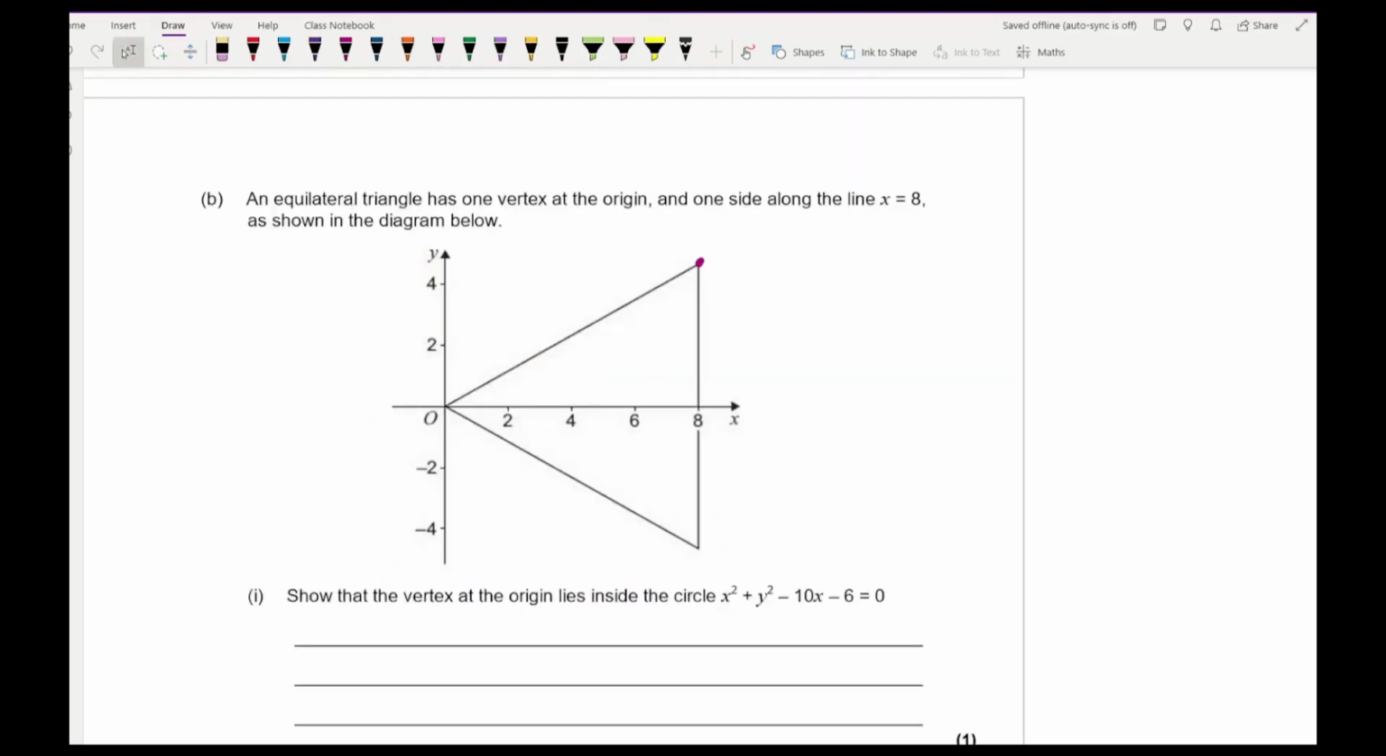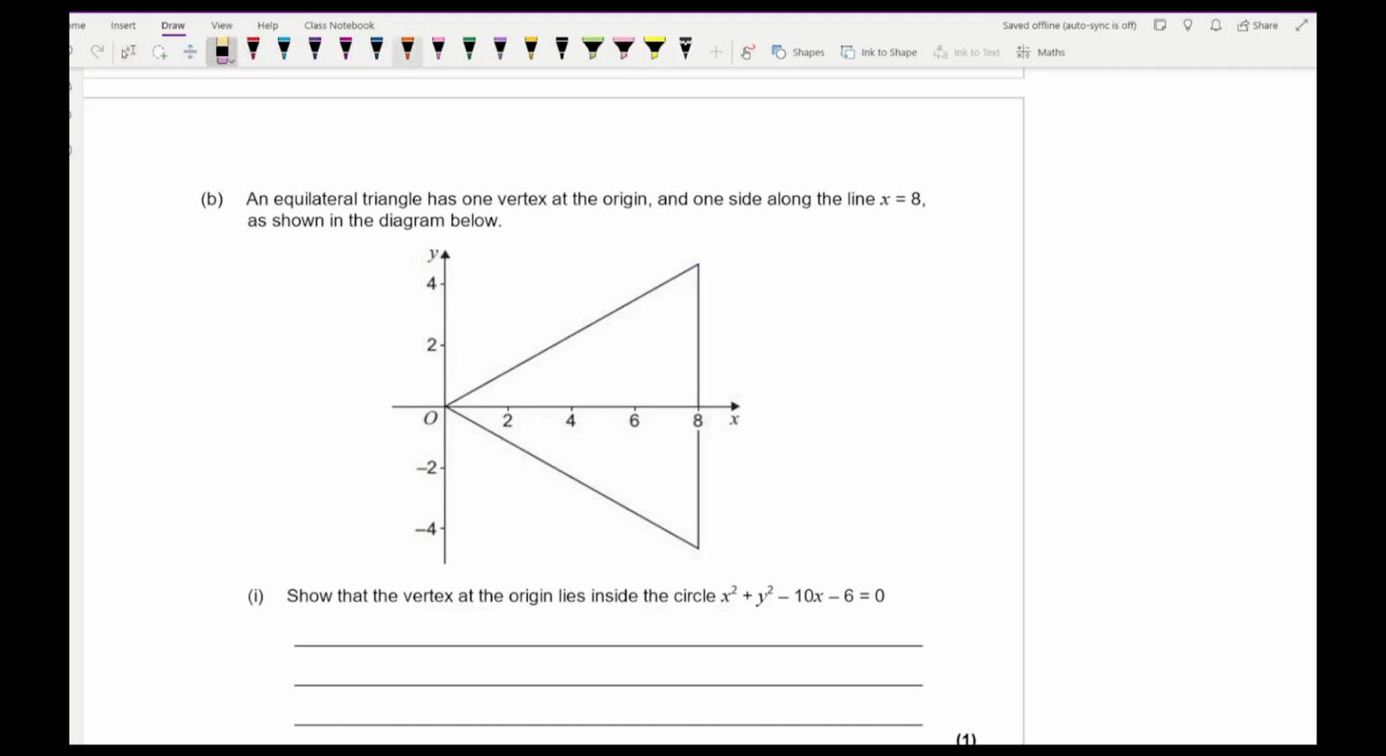Now moving on to part B, it says an equilateral triangle has one vertex at the origin and one side along the line of y equals 8 as shown in the diagram below. And for part 1, it says show that the vertex at the origin lies inside the circle of x squared plus y squared minus 10x minus 6 equals 0.